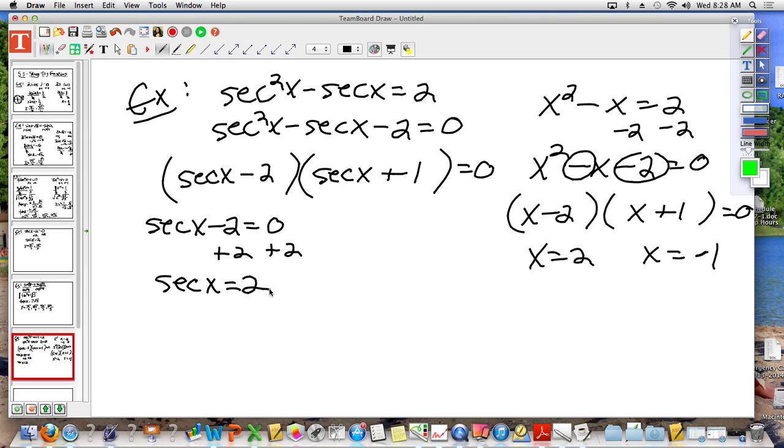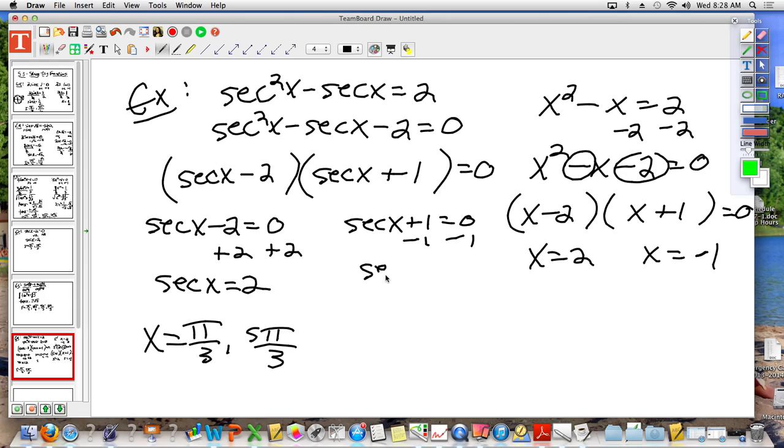Where is the secant equal to 2? Pi over 3 and 5 pi over 3. I think it happens at pi over 3 and at 5 pi over 3. And then we have to do the same thing over here. So now we have the secant of x plus 1 equals 0. Subtract 1 from each side. So we have the secant of x is equal to negative 1. What value of x makes the secant equal to negative 1? It happens at pi.